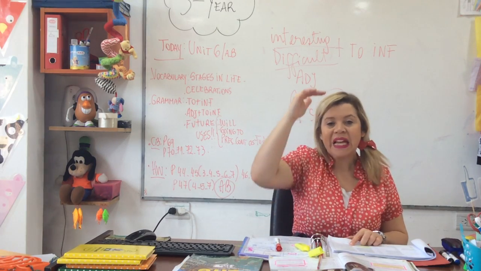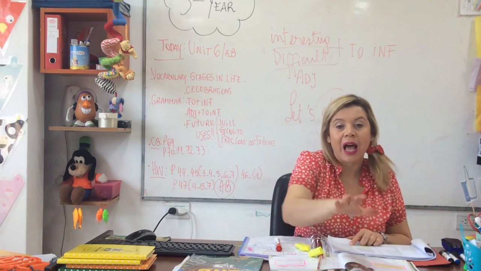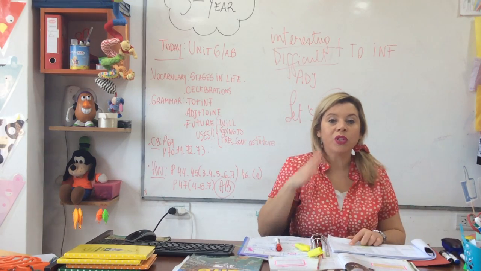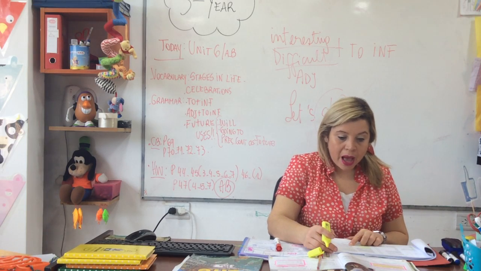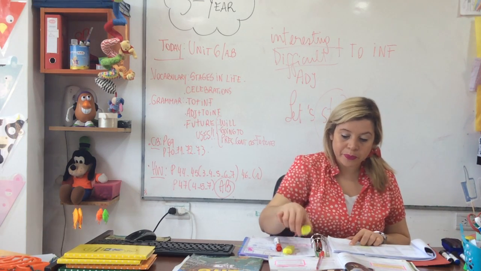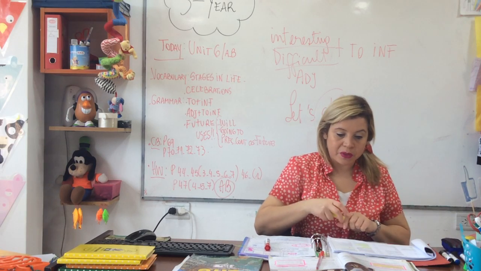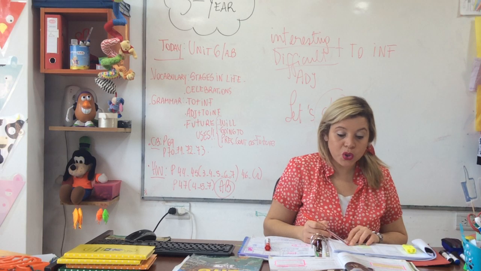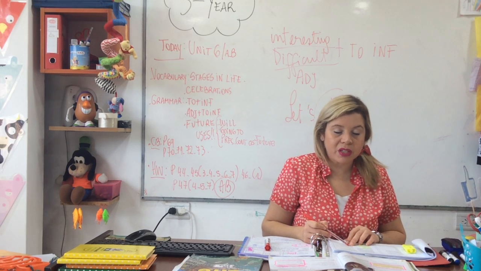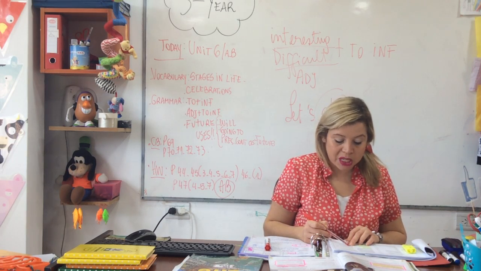So I wanted to make a list of the verbs that appear here that go with to infinitive. Is it clear? I'd like to go. Then we have, highlight the verbs in the other text. Number 4, to retire, happy to retire. It could be an adjective plus to infinitive.